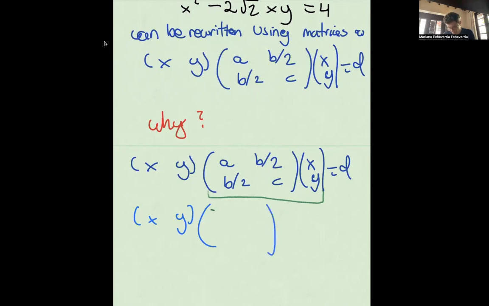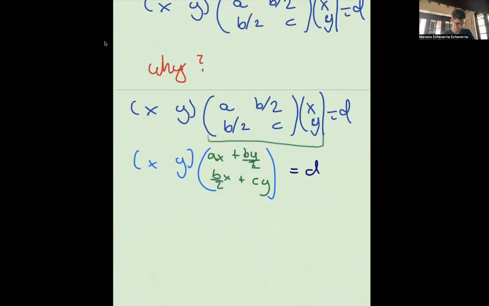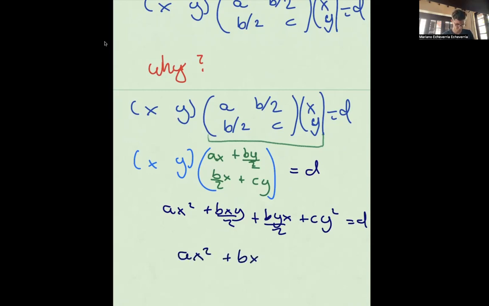The first entry is going to be ax plus by over 2. And the second entry is going to be b over 2 x plus cy. And then when you multiply these two vectors together, you get ax squared plus bxy over 2 plus byx over 2 plus cy squared equals z. The two in the middle add up, so you get ax squared plus bxy plus cy squared equals z.